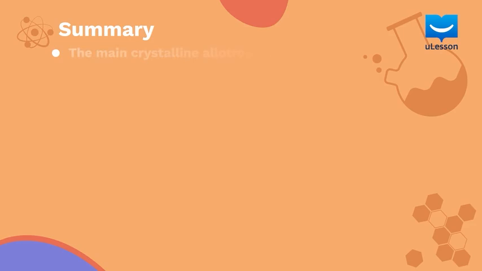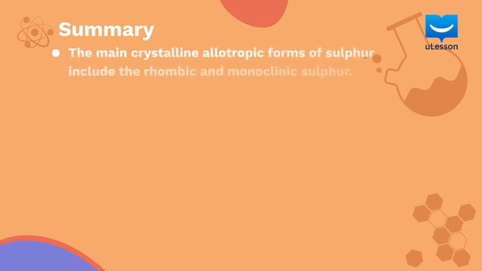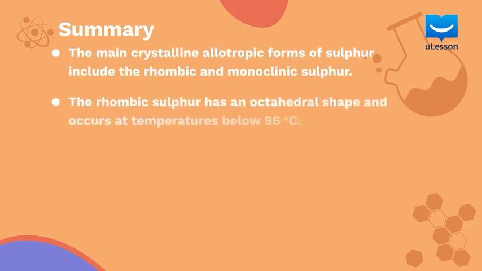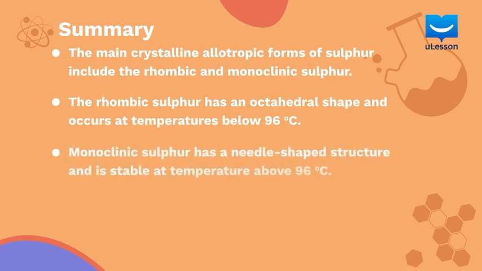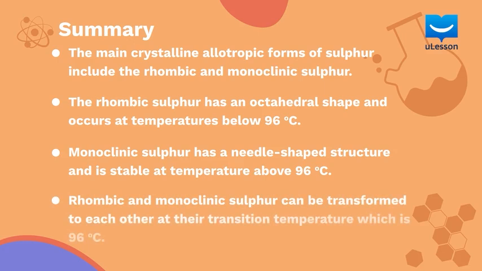To conclude this lesson, let's do a recap of what we have learned so far. The main crystalline allotropic forms of sulfur include the rhombic and monoclinic sulfur. The rhombic sulfur has an octahedral shape and occurs at temperatures below 96 degrees Celsius. Monoclinic sulfur has a needle-shaped structure and is stable at temperatures above 96 degrees Celsius. Rhombic and monoclinic sulfur can be transformed into each other at their transition temperature, which is 96 degrees Celsius. And this is where this lesson ends.